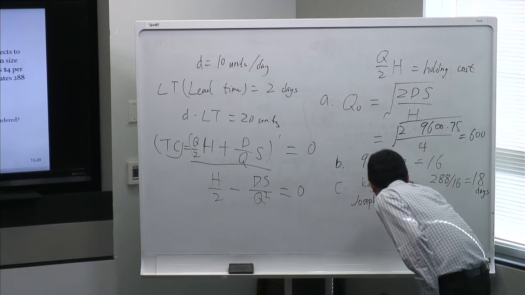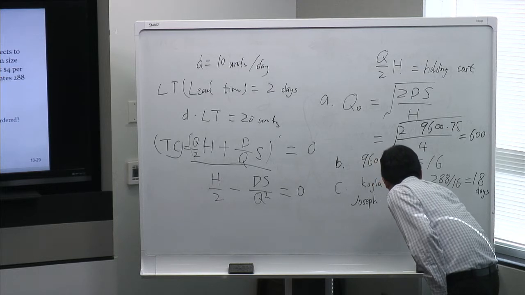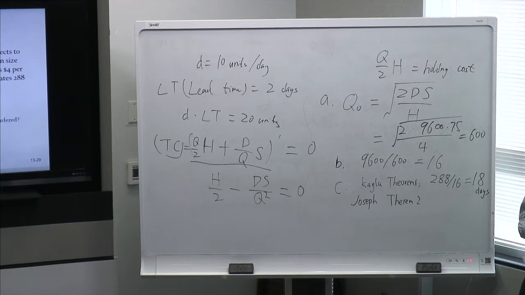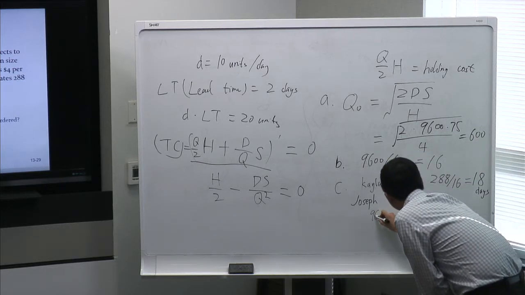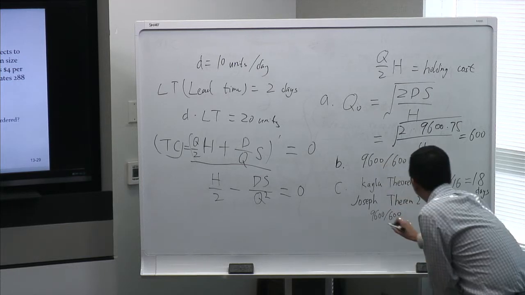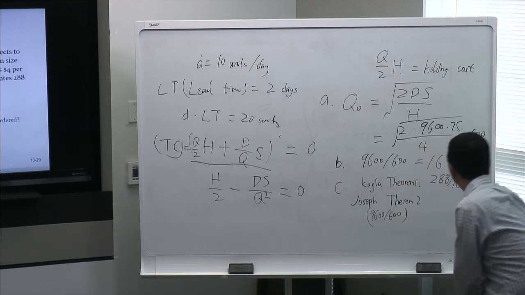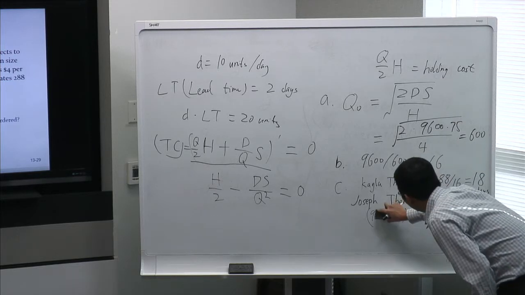So let's say Joseph's formula. Okay. Let's say theory again. Theory 2. That's how we write the math paper. Joseph, what I did was I put the quantity or the demand divided by the quantity, so 9,600 divided by 600, and then I multiplied all that by 288 days. Wait, you did 600 divided by 9,600.